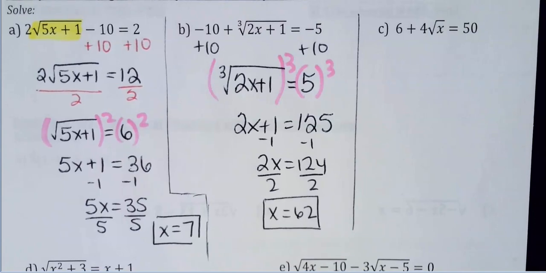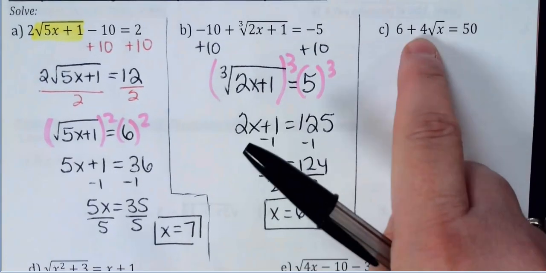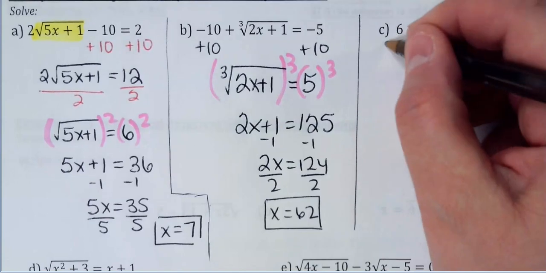The third equation I have here, I've got 6 plus 4 roots of x equals 50. What should I do first on this one? Subtract 6. Do not add that 6 and the 4 together. The most common mistake, I don't know why people do this, they just can't control themselves. They just had to add these numbers together and you can't. Do not add that 6 and that 4 together. I don't know why that is a thing, but it is.